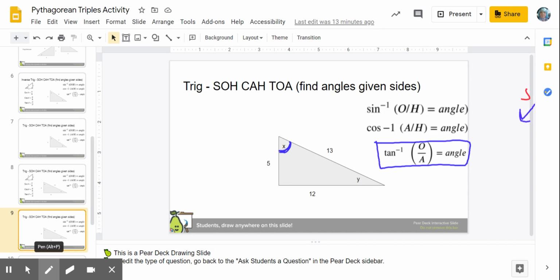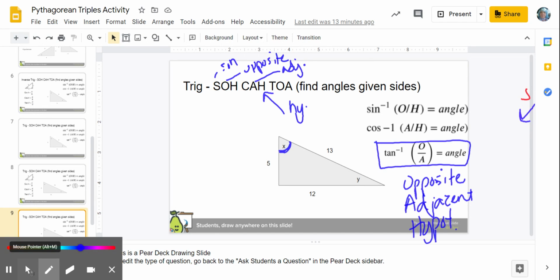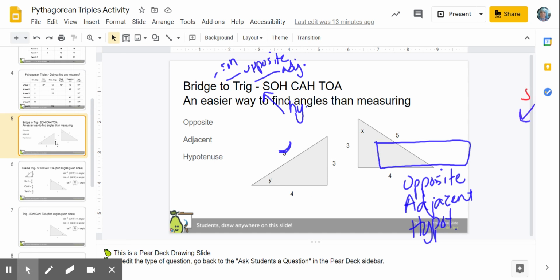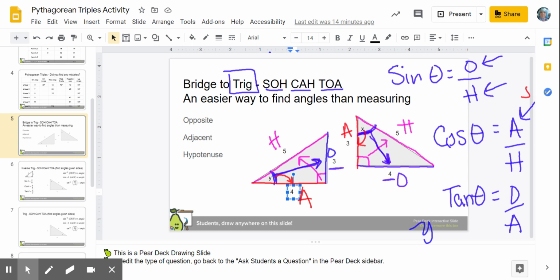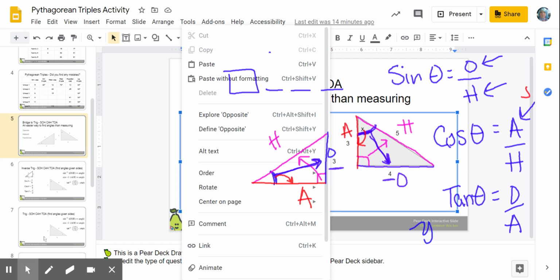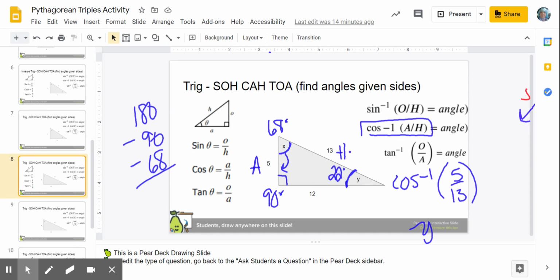So the letters stand for sine, opposite, adjacent, and then hypotenuse. So the O is opposite. The A is adjacent. And the H is hypotenuse. And then sine, cosine, and tangent. So if we go back up to slide 5, we did opposite, hypotenuse, and adjacent. And I think we have some more slides down here that show that, but I'm not sure where they went.